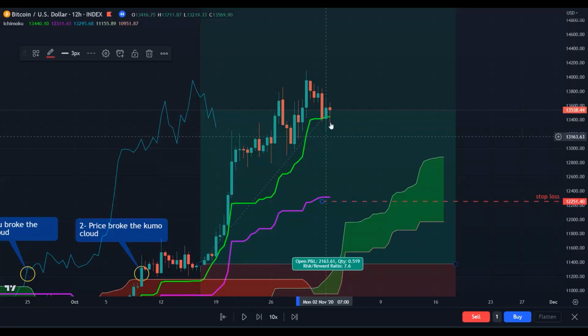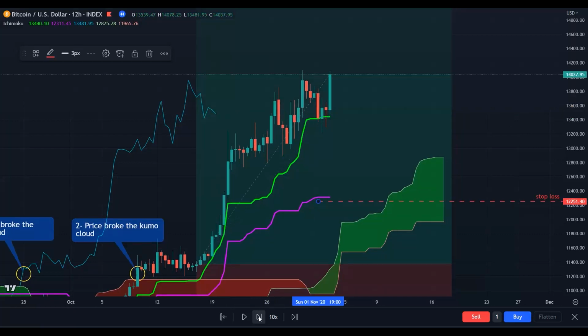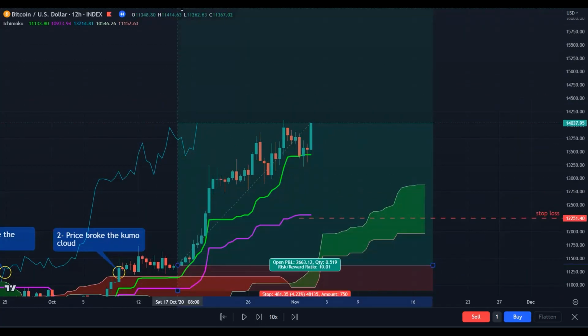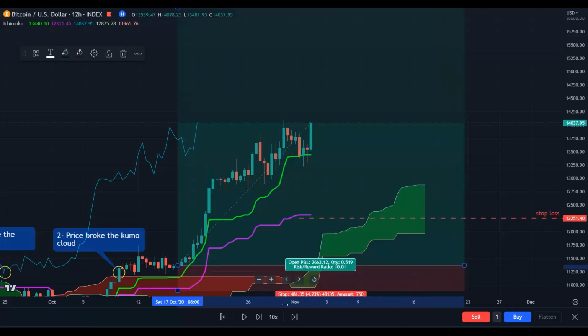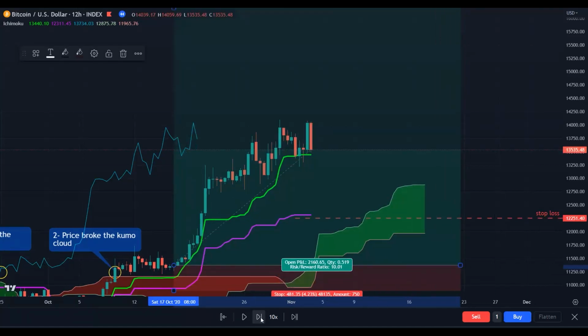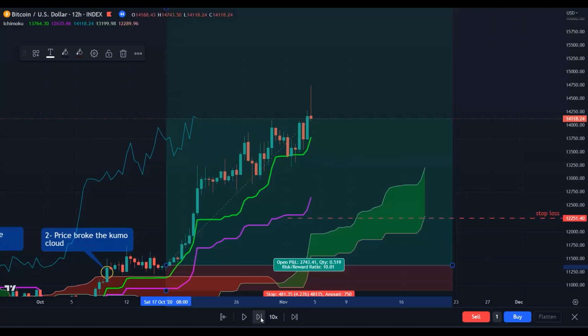Price is going up. Here we broke the Tenkan-sen to the downside, again closed above it. Look how beautifully price is sitting above the Tenkan-sen. Tenkan-sen acting as a support here. I'm still in the market. Price is moving up, and how beautifully it's acting as a support. This Tenkan-sen really is a good indicator. Price is going up here. Still I'm in the market.